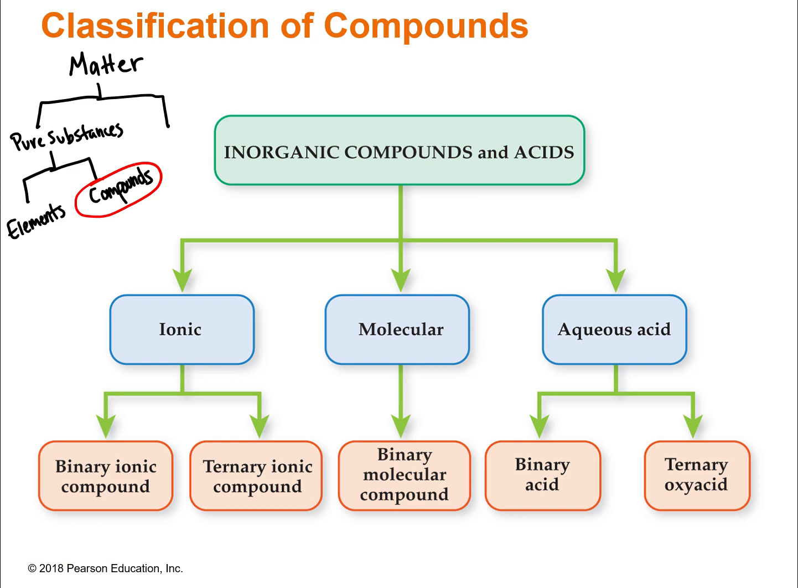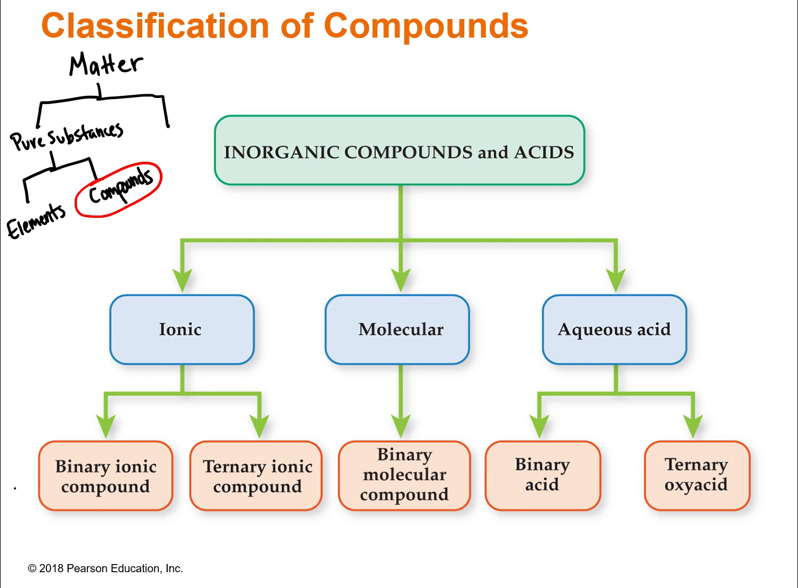We can have organic compounds, which we're not talking about, and inorganic compounds. Inorganic compounds typically don't contain carbon. There are a couple of exceptions, which I mentioned in the video. But by and large, you're not going to see carbon in inorganic compounds and acids. The three major groups are ionic, molecular, and aqueous acids.